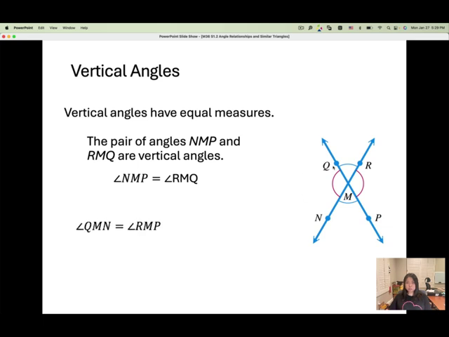Okay, how about this one? Angle QMN and the angle RMP, these two angles are vertical angles. So they do have an equal measure. Okay, vertical angles.